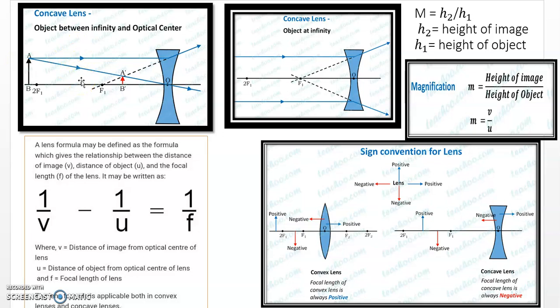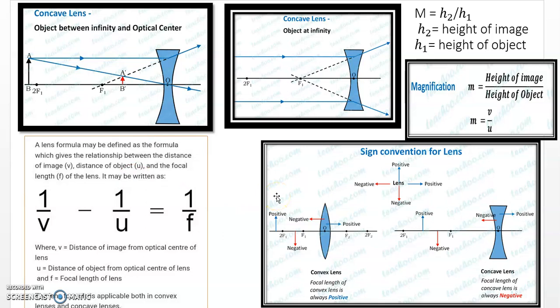First, the object is placed anywhere between infinity and the optical center. So this is the optical center and that is infinity, so anywhere. What will be the nature of the image? It is virtual, erect, and diminished, on the same side of the lens. Next, the object at infinity. We have already seen where the image will be formed. The image is at the focus, that is, at the first focus. Next we'll study the lens formula and Cartesian sign convention.